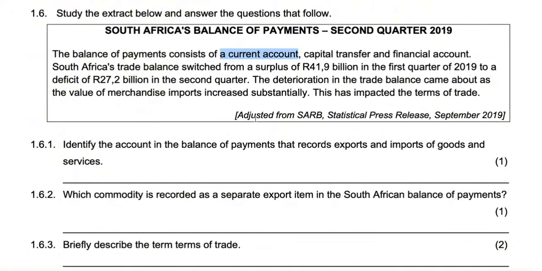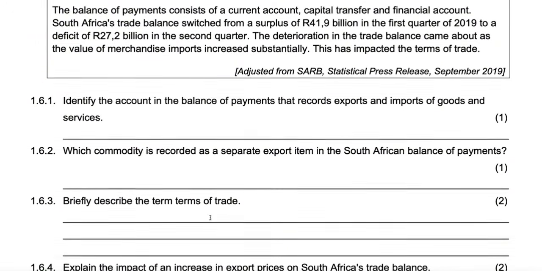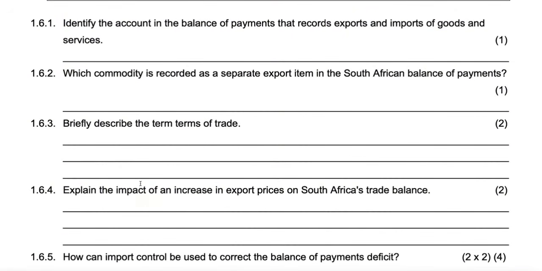Now, which commodity is recorded as a separate export item? Well, that's gold. And don't say net gold exports; you are not asked that. Okay, the next one: briefly describe the terms of trade. I did, as I was reading this word here. Well, it's the ratio of export prices to import prices. Explain the impact of an increase in export prices on South Africa's trade balance. Well, two things can happen.